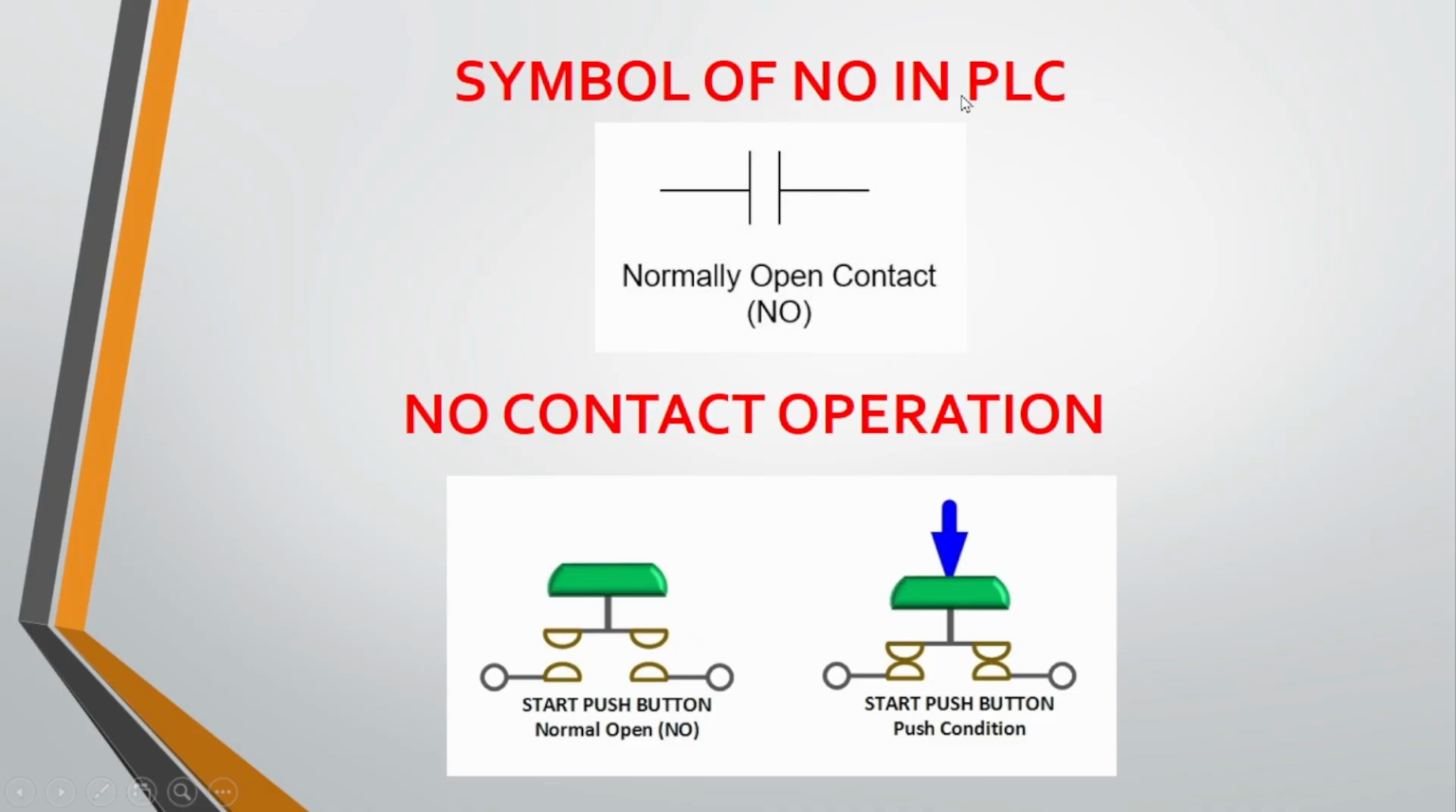Symbol of NO in PLC. This is the symbol of NO contact in PLC programming. In upcoming lectures, we will see.